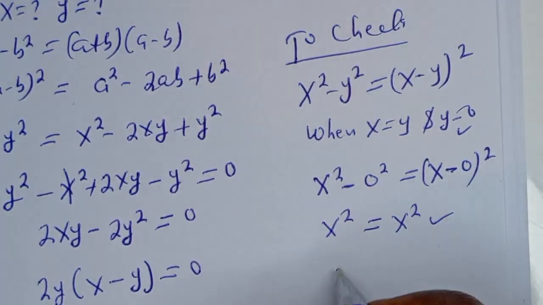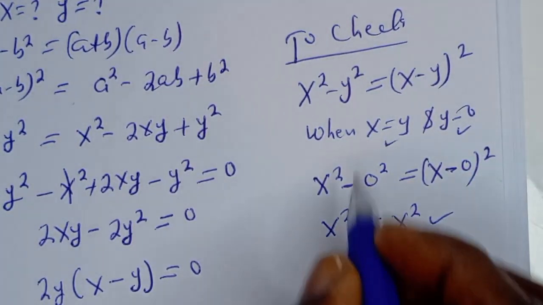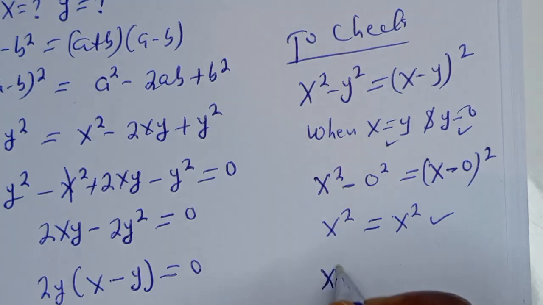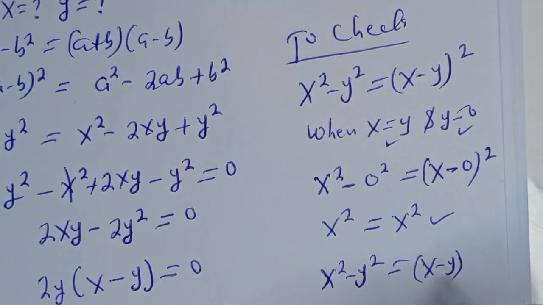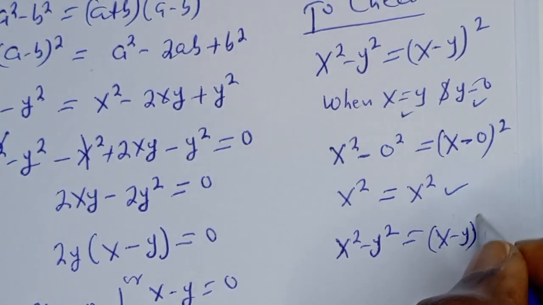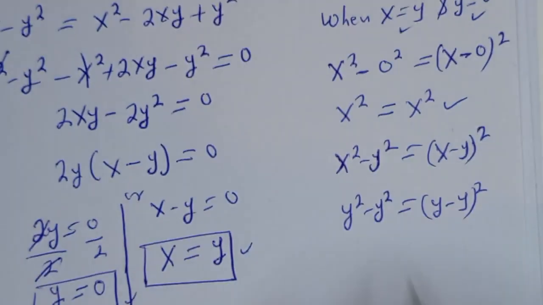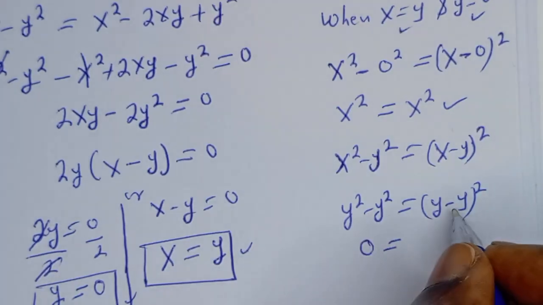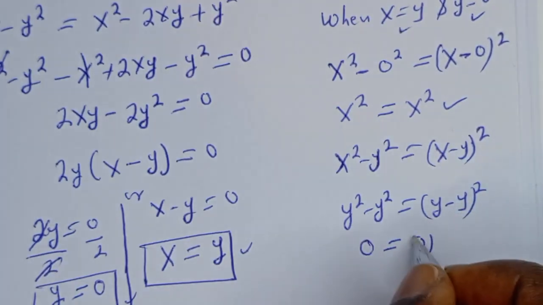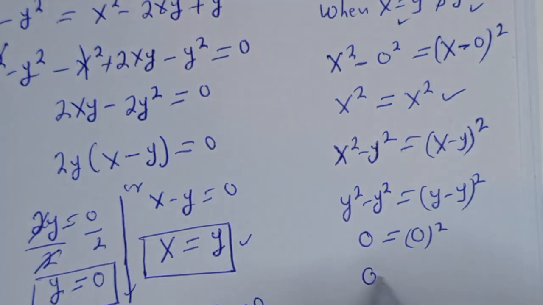Also, when x is equal to y, let's consider this. We have x squared minus y squared is equal to (x minus y) all squared. Here is y squared minus y squared is equal to (y minus y) all squared. Then y squared minus y squared, here is 0, is equal to this, y minus y, this is 0 all squared. So here is 0 is equal to 0, which is also true.